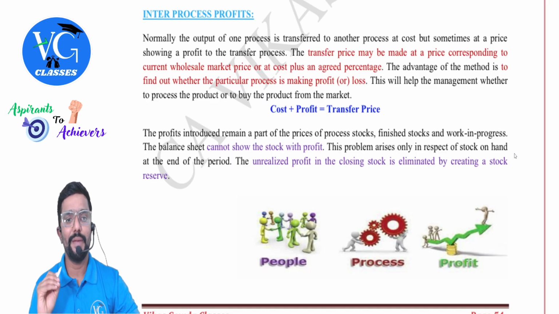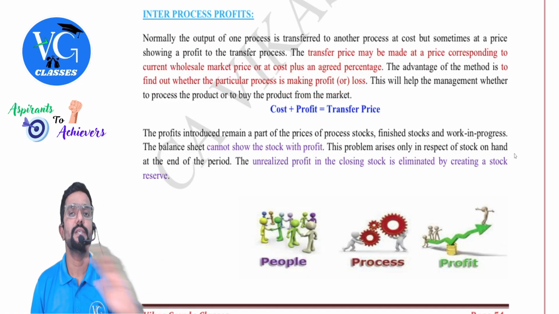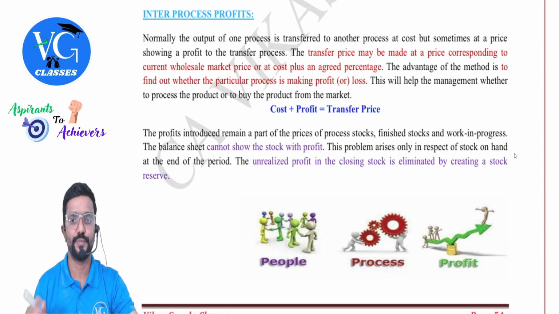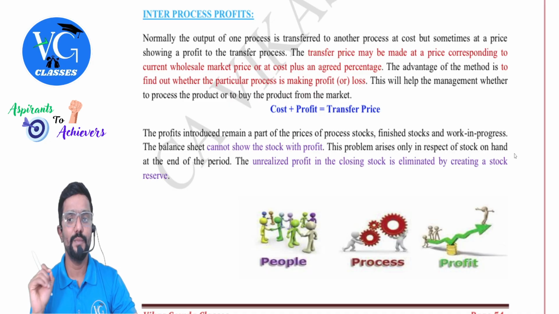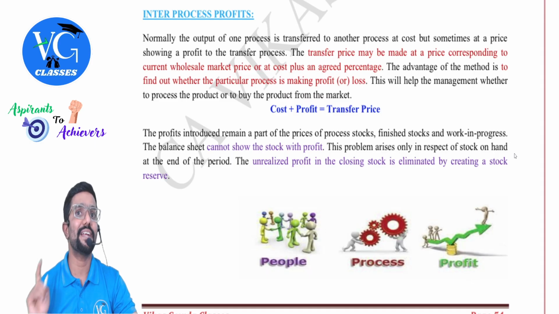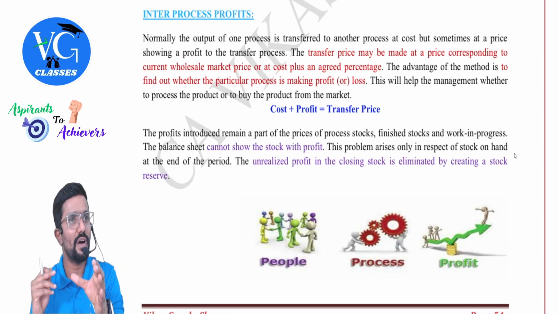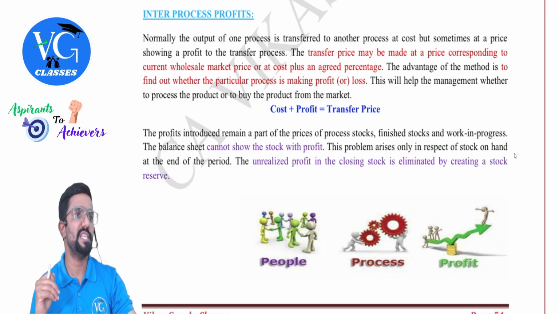The advantage of the method is to find out whether the particular process is making profit or loss. So we can calculate each process. Is it making profit or loss? If yes, how much? This will help the management decide whether to process the product or to buy the product from the market. Guys, we will make this decision in marginal costing. Make or buy decisions. Sir, should I continue with this process in-house or should I stop it and start purchasing it from outside?